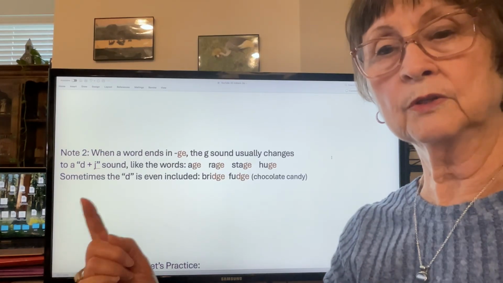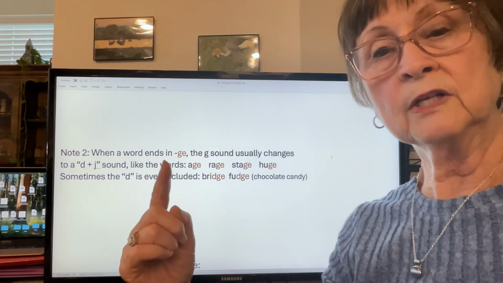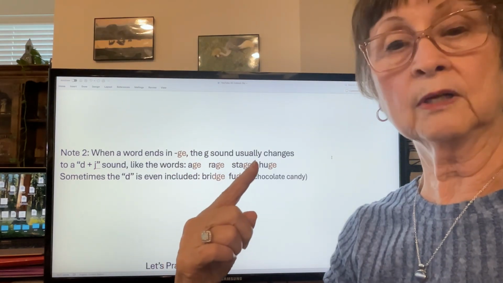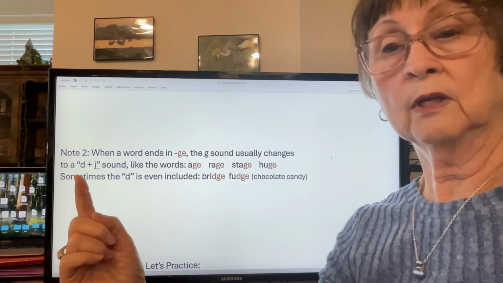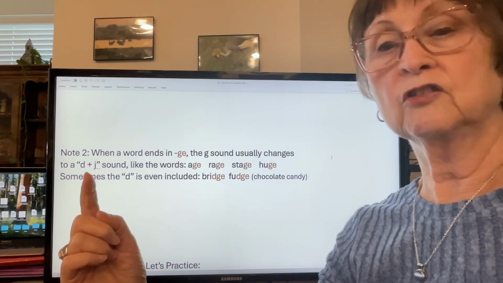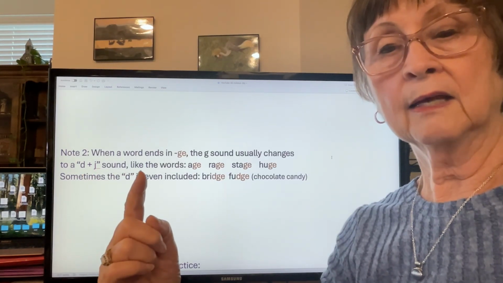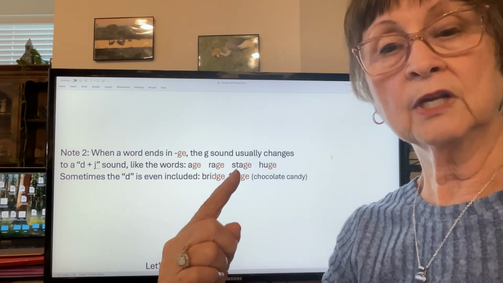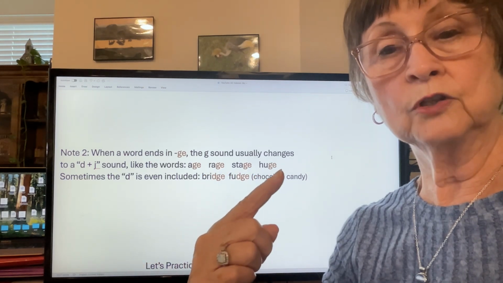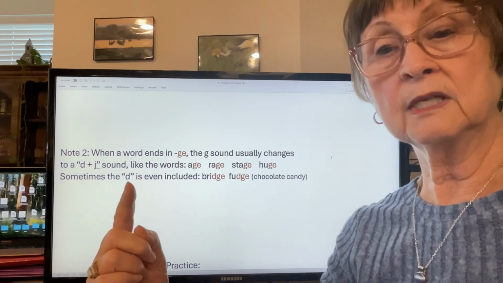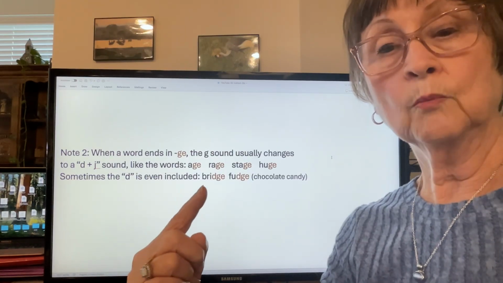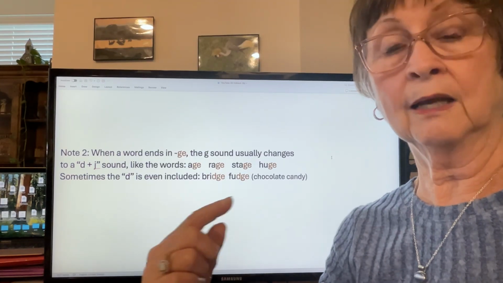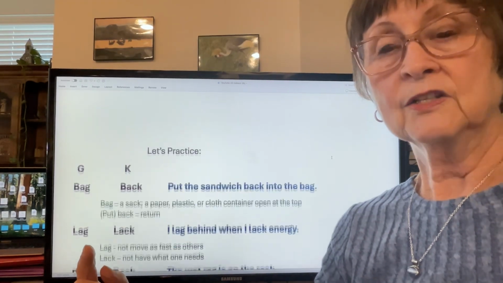Another note, note 2. When a word ends in G and a silent E, the G sound usually changes to a DJ sound, J, like the words age, rage, stage, huge. Sometimes the D is even included. Bridge, fudge. Fudge is chocolate candy. I like fudge. So let's practice.